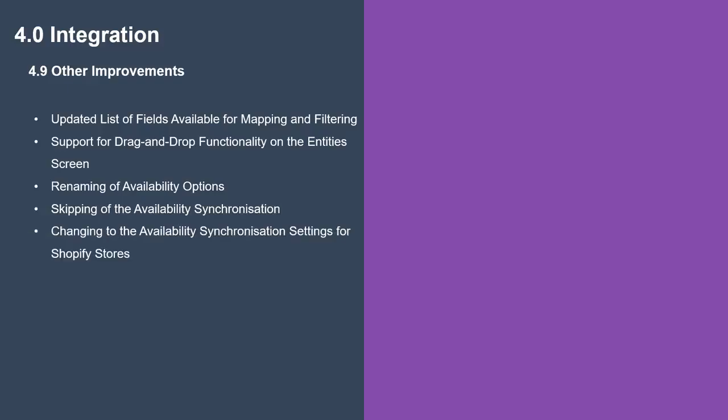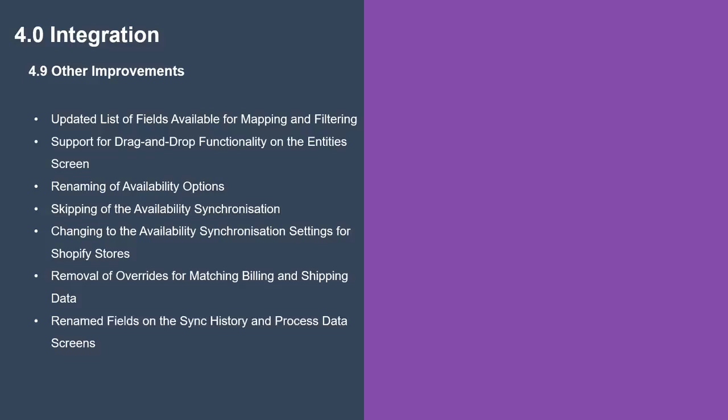There have been changes to the availability synchronization settings for Shopify stores, with the default availability field pre-order option and the when quantity unavailable field set as pre-order option removed. Removal of overrides for matching billing and shipping data during the export of a sales order based on field matches to reduce the amount of data to be stored and improve the system performance, and rename fields on the sync history and process data screens. For the Shopify connector, the ability to tag an external order number with an MYOB Advanced order number, meaning the sales order number generated in MYOB Advanced is exported back to Shopify. Customer sales representatives will be easily able to cross-verify sales orders between MYOB Advanced and Shopify.